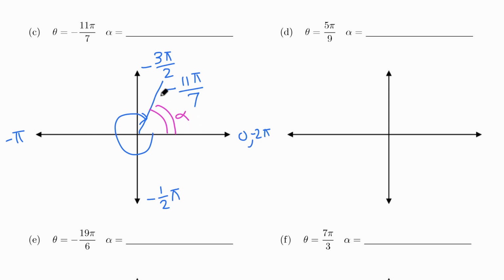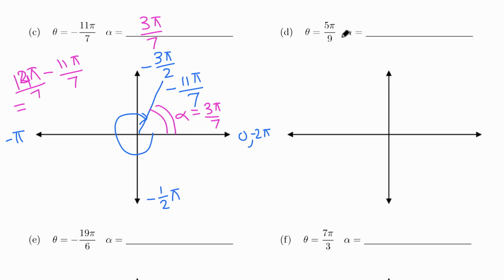So this is 11 pi over 7, and this is 2 pi. Let's forget about negatives, now subtract. So 2 pi minus 11 pi over 7. We need to make a common denominator. 7 times 2 is 14, so this is 14 pi over 7. So 14 pi minus 11 pi is 3 pi over 7. So that's the reference angle, 3 pi over 7. Reference angle is always positive and less than 90 degrees.